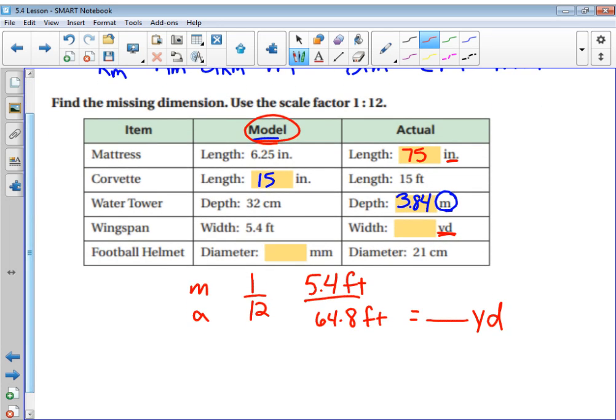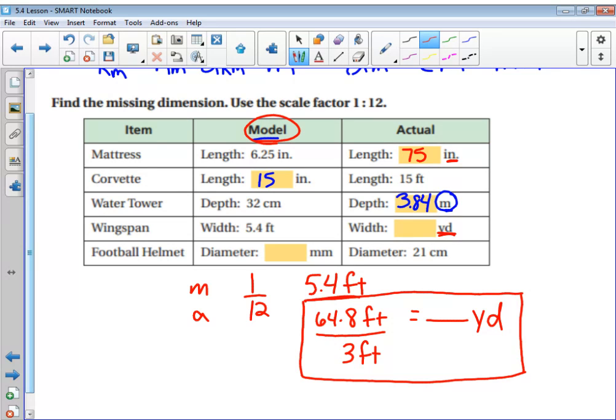So now I'm kind of focusing just on the bottom part of this. I'm just writing it right underneath so that I don't have to erase. So let's see, my conversion is 3 feet equals 1 yard. So now we'll cross multiply, divide. So 648 divided by 3 is going to give us our answer, which is 21.6 yards.